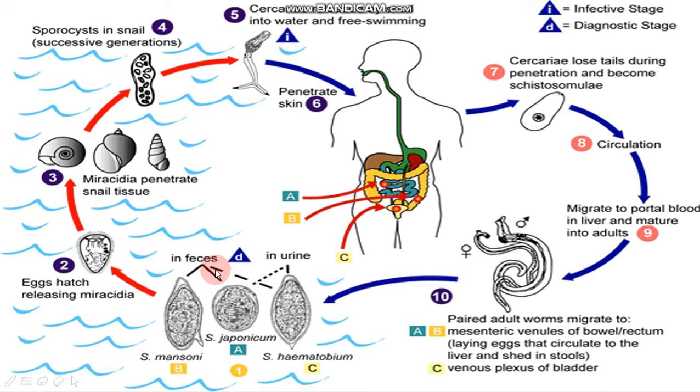As you can see, there are broken lines presented in the life cycle. These broken lines are considered as rarely seen eggs in both feces and urine. After the eggs have hatched, they release a miracidia. These miracidia are larvae that hatch from the egg of a trematode worm or fluke. After this, the miracidia penetrate the snail tissue and form a sac-like structure called a sporocyst.